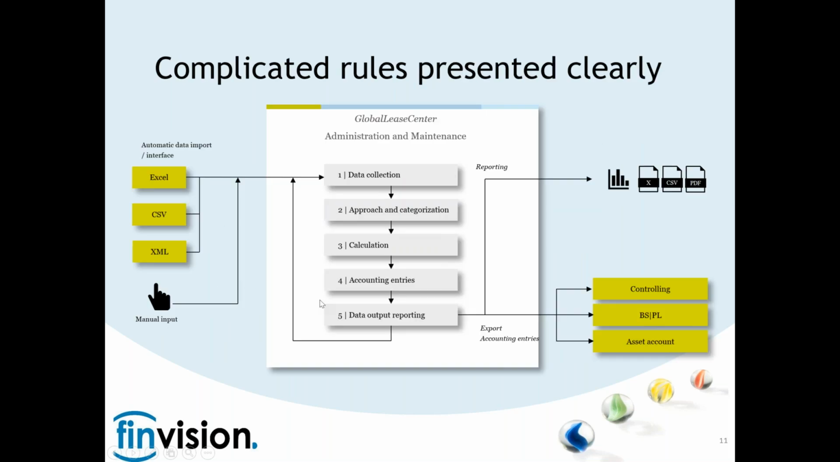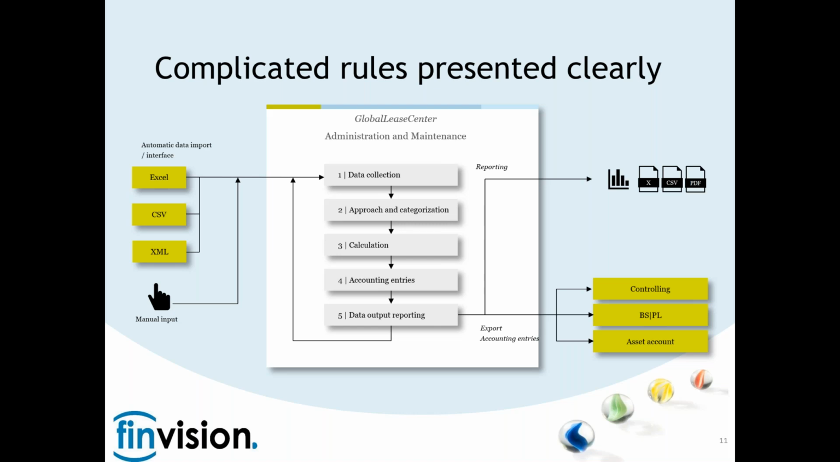If you look at the process, you will see it better in the tool. On the left side is the import: we can import the contract details from Excel, XML, or CSV. We can also have manual input. Sometimes complex contracts are better input manually rather than through an import feature. But for example, all your car leases, you can import through Excel. And then you go through all the steps.